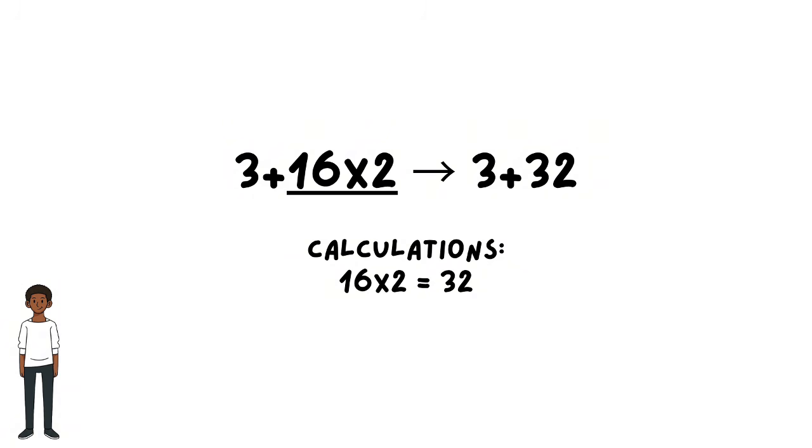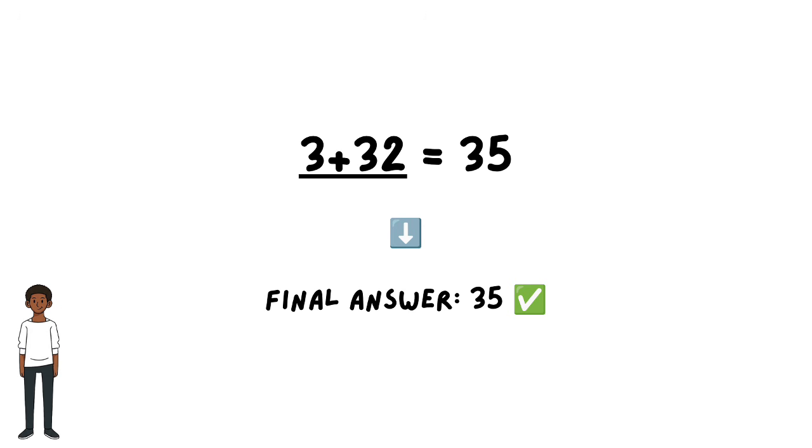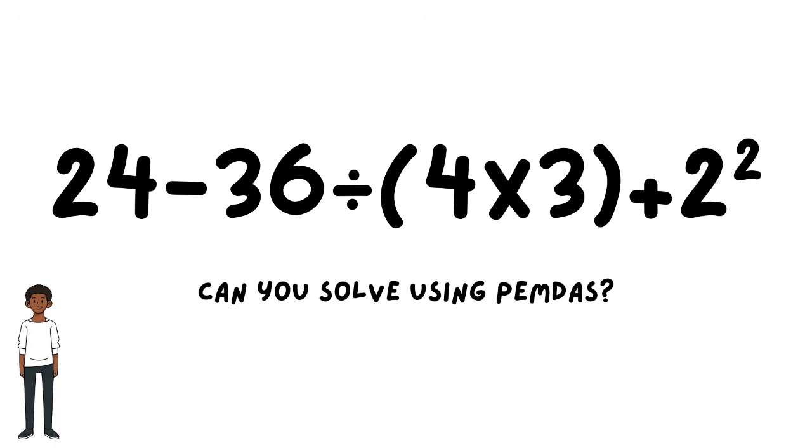Now our expression is simply 3 plus 32. Step 4. Add 3 and 32. 3 plus 32 equals 35. So our true final answer for question 2 is 35. Let's now solve our third problem.